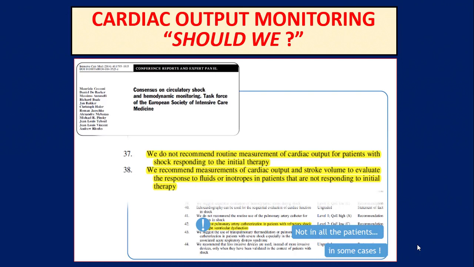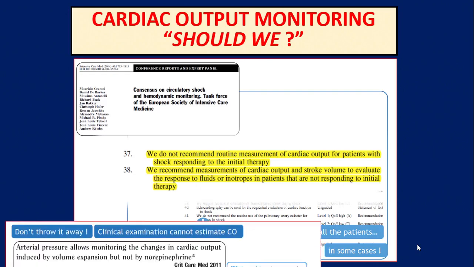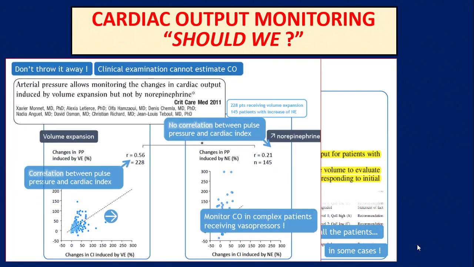Look at the statement, they are saying those patients of the shock who are responding to initial therapy, but in those patients they recommend measurement of cardiac output and stroke volume to evaluate the response of fluid or inotrope in patients that are not responding to initial therapy. So if my patient is responding to my initial fluid resuscitation, I don't need any cardiac output monitoring, but if not, then probably yes. So these are the situations.